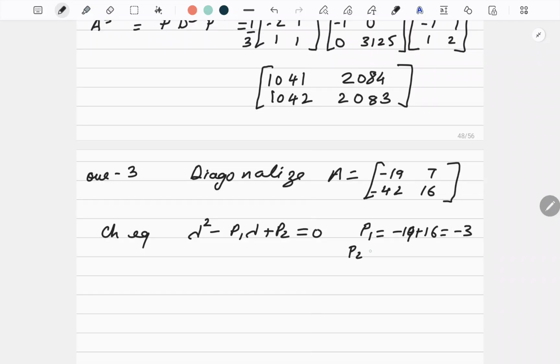Okay. And P2 is equal to minus 19 into 16 plus 7 into 42. That is the determinant of this matrix. So even if you want, you can use the calculator directly.